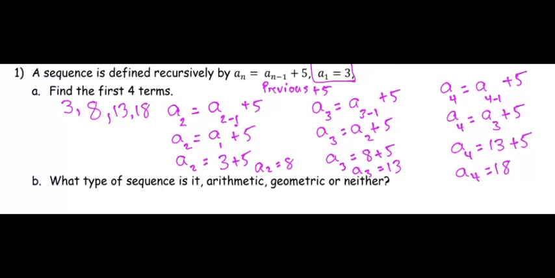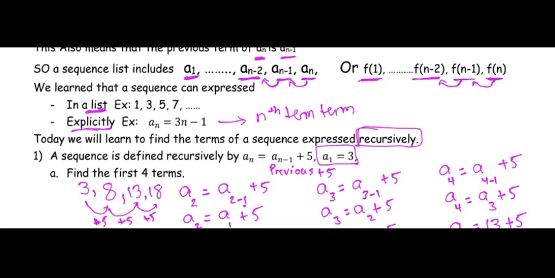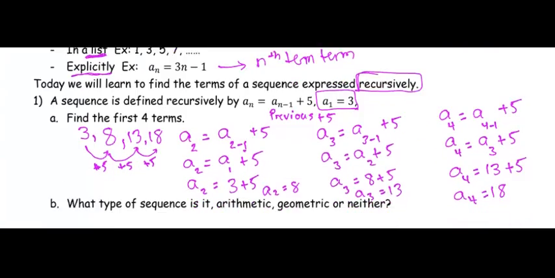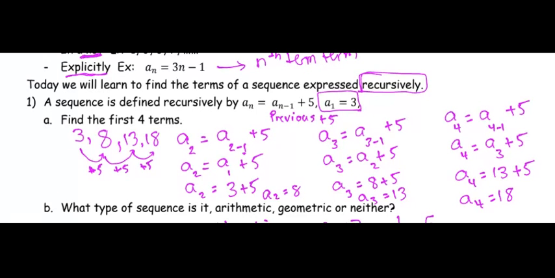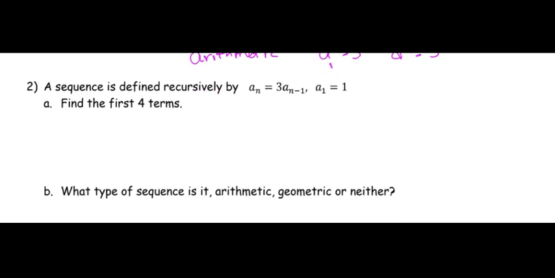So looking at the sequence, what I'm doing is I'm adding 5 to the previous number to get to the next number. That means that this sequence is an arithmetic sequence. It has the first term as 3, and the common difference is 5. So an arithmetic sequence can be expressed recursively. Now let's take a look at the next example.